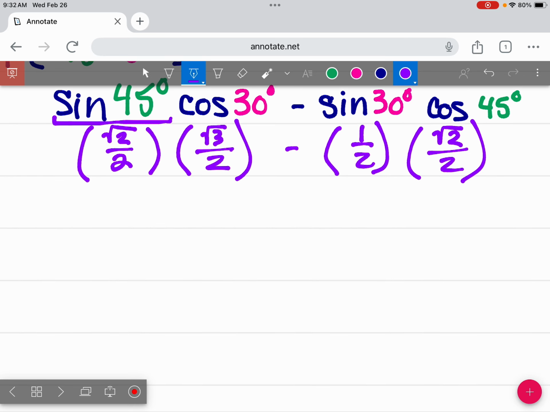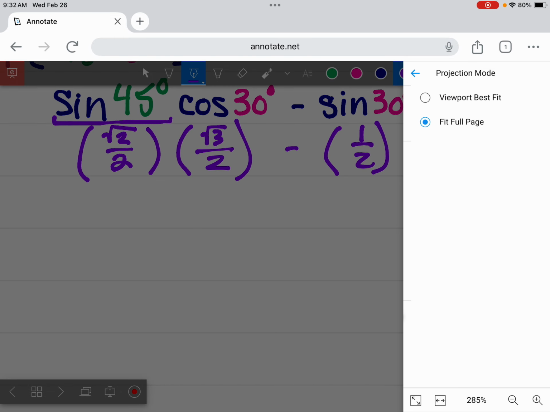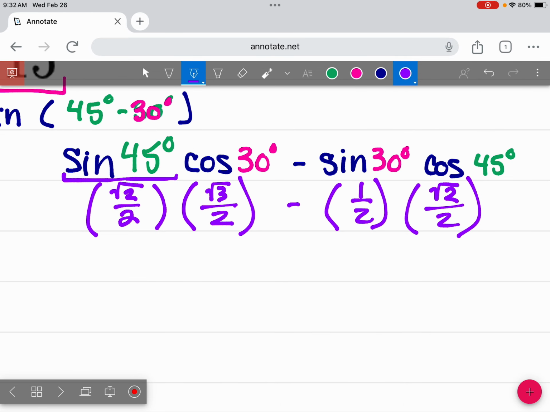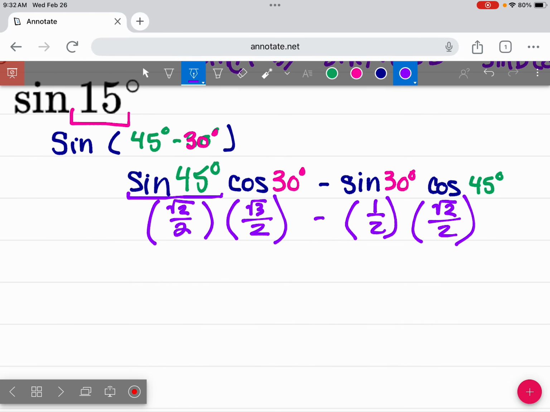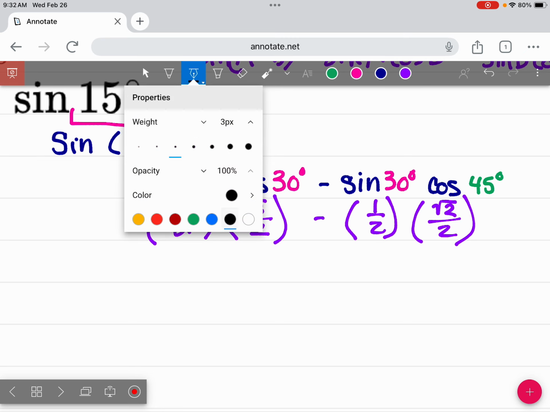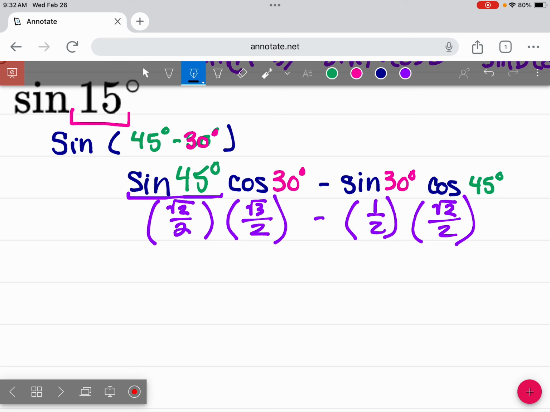Now we're down to just some real numbers. I'm going to zoom that in just because that looks really small up here. There we go. Now we're order of operationsing. So we're going to do our multiplication here because that's what it means when they're smashed together.